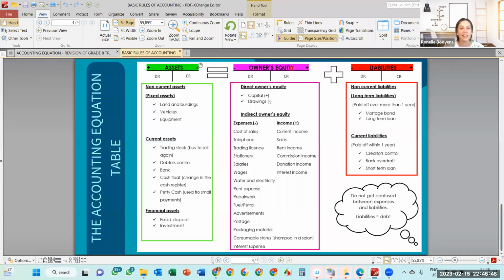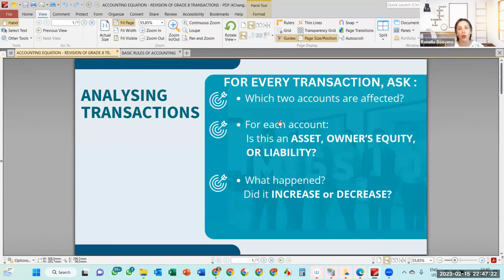As we previously said to one another, if you can remember the asset rule, then you should also know that the owner's equity and liabilities rules are just the opposite of the asset rule. So that can help you a little bit. But you need to know that these account names are all asset accounts. These ones are all owner's equity accounts, and these ones are all liabilities. If you don't know that, then analyzing the transactions is really going to be difficult because you do not have that knowledge. So go and learn your accounting equation.